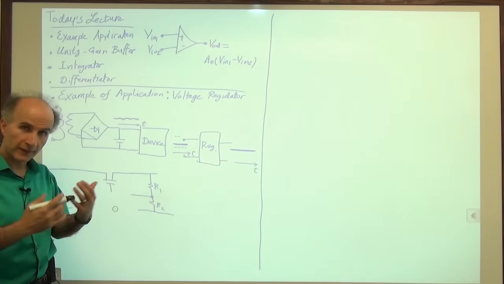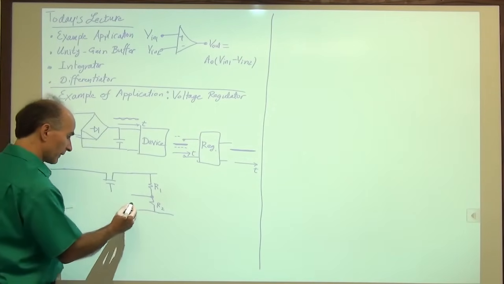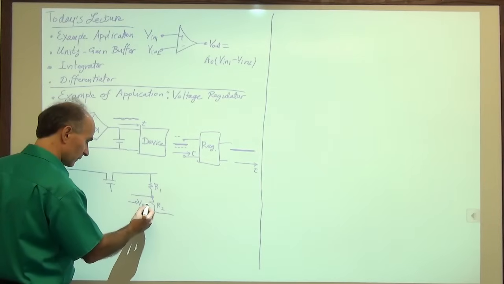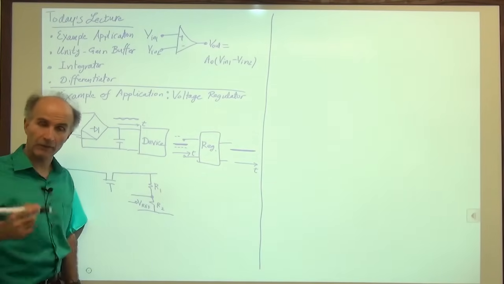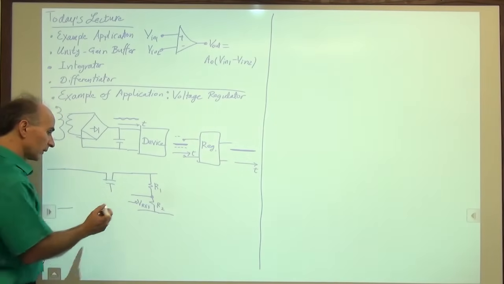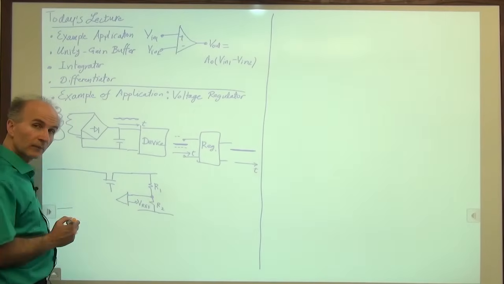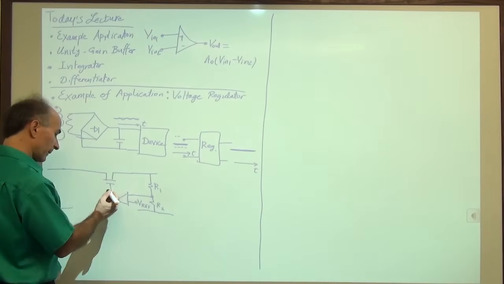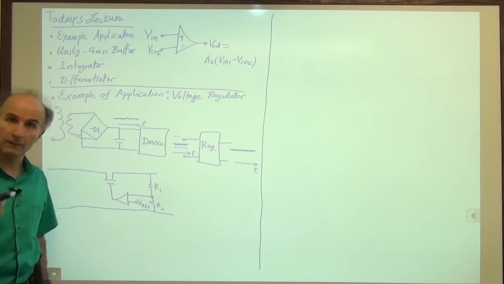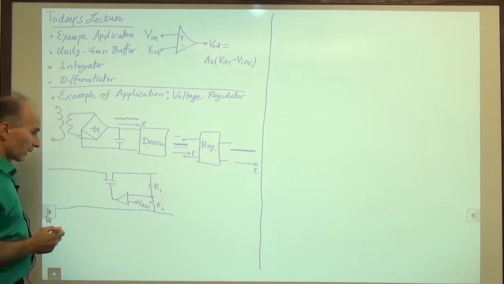I have to compare it with some sort of well-defined reference. So we have a reference here, which we call Vref. And this Vref can be generated by various mechanisms that we haven't talked about here. And what I do is I compare these two using an op-amp. And then I give the output of the op-amp to this guy. This becomes the simplest voltage regulator you can build. So let's see how this works.